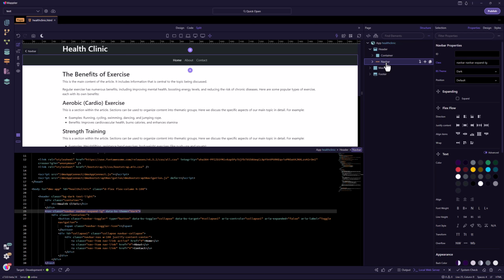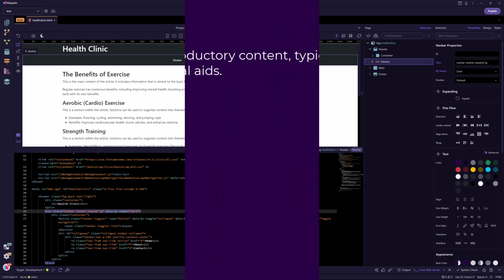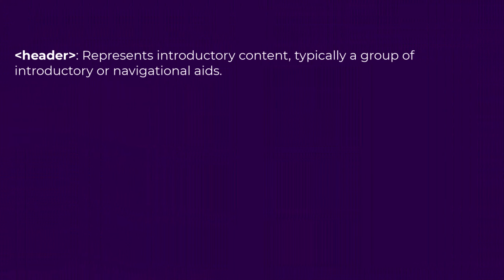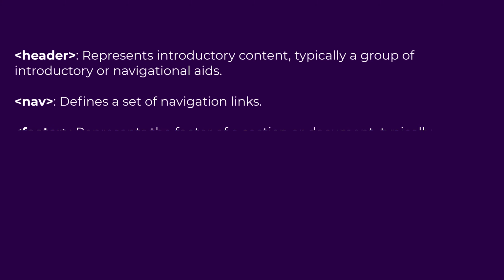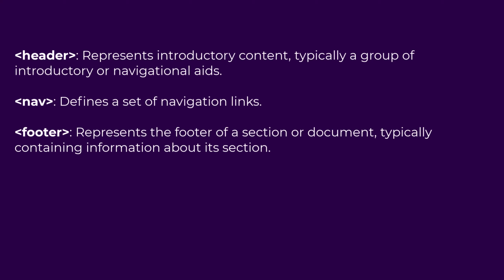Of these, the header, nav, and footer are usually repeated across other pages of the website. So let me discuss these first. A header represents introductory content, typically a group of introductory or navigational aids. A nav defines a set of navigation links. A footer represents the footer of a section or document, typically containing information about its section.